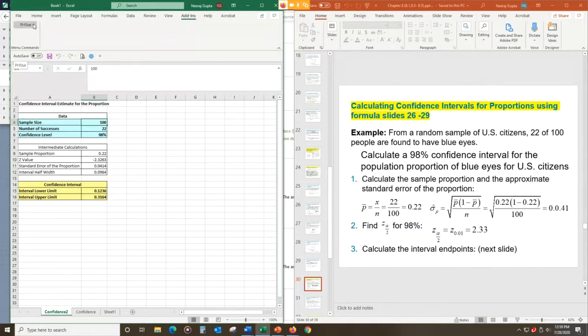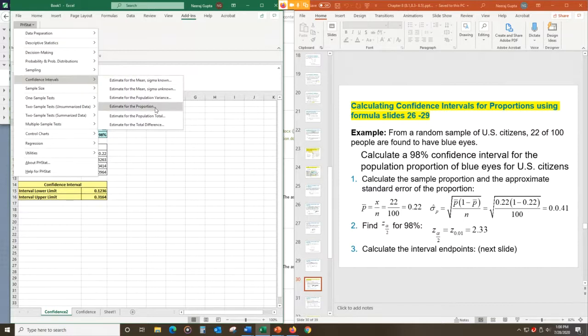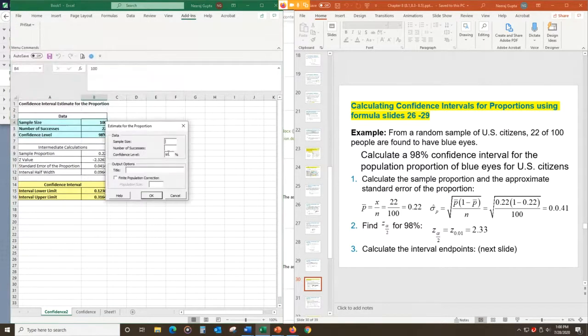I'm sorry. Okay, so you go to PHStat, go to confidence intervals, and click on estimate for the proportion. Then provide the sample size, which is 100. Number of successes is X, which is 22. And then provide the confidence level, which is 98. And then click OK.